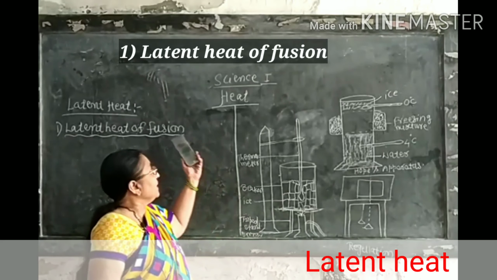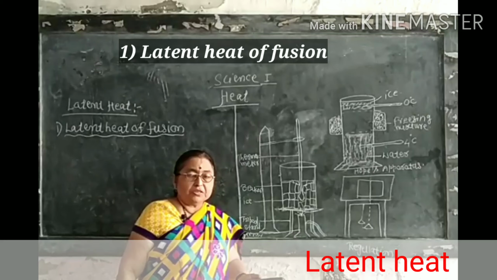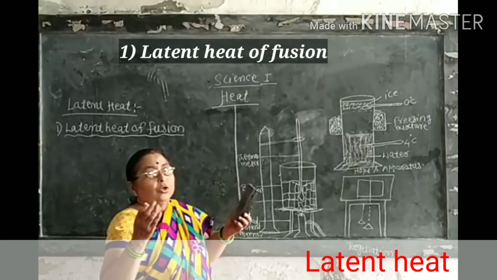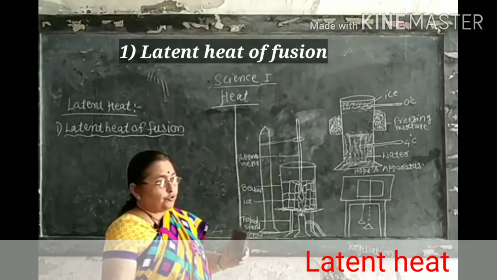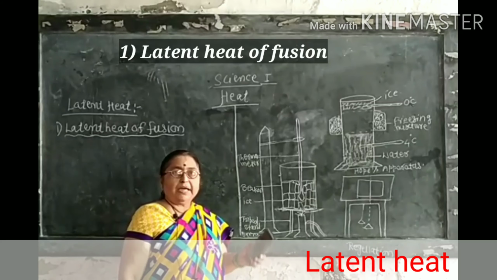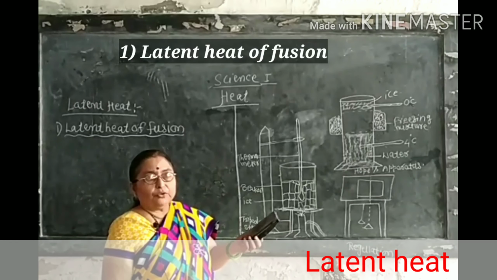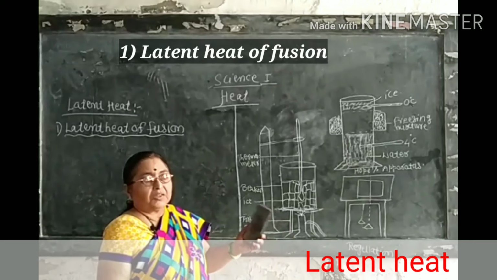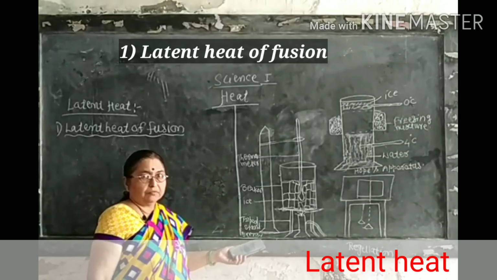Means what? What is the latent heat of fusion? It is the heat absorbed by a substance to convert solid into liquid. Then what is the actual definition of latent heat of fusion? It is the heat absorbed by 1 gram of solid to completely convert into liquid. That heat absorbed by the solid is called latent heat of fusion.